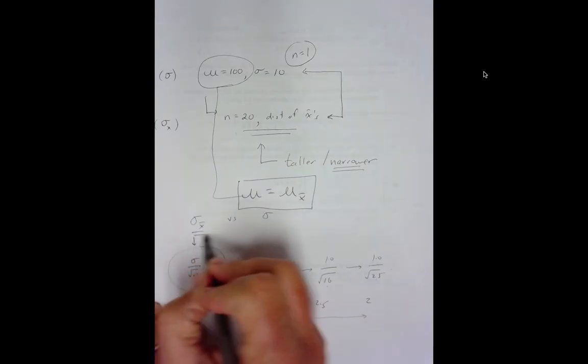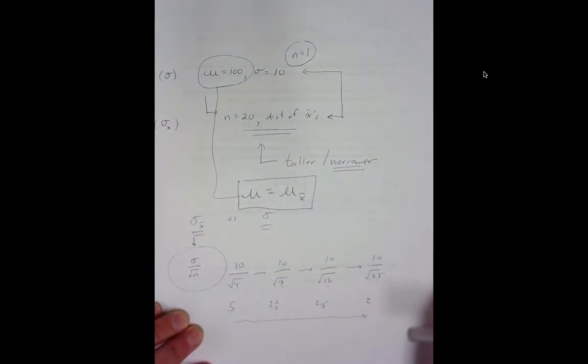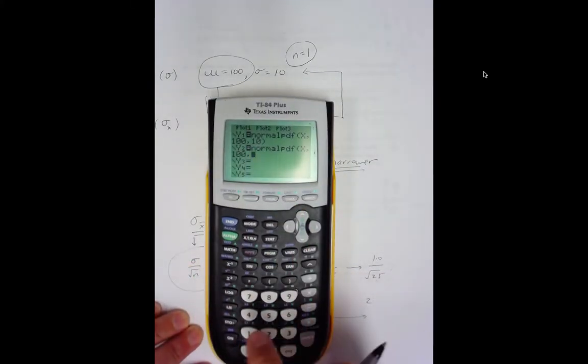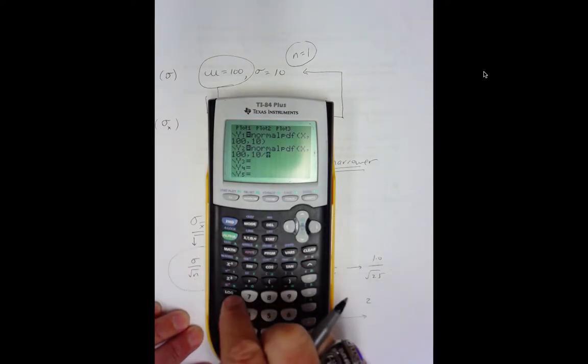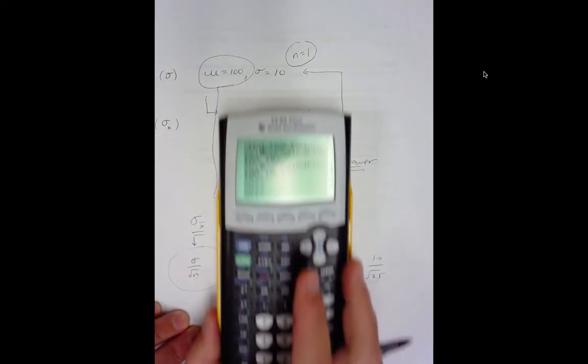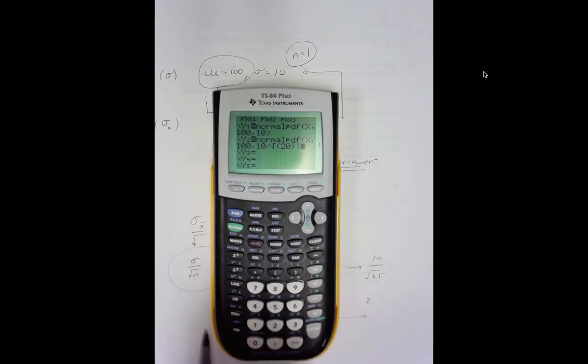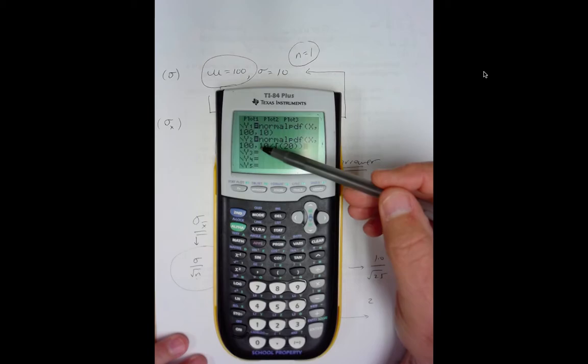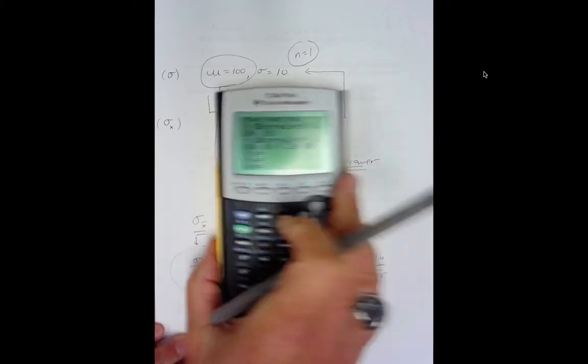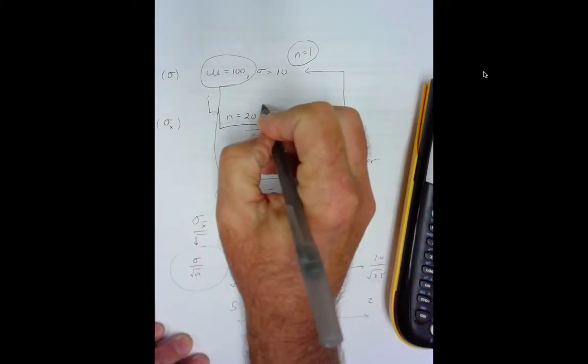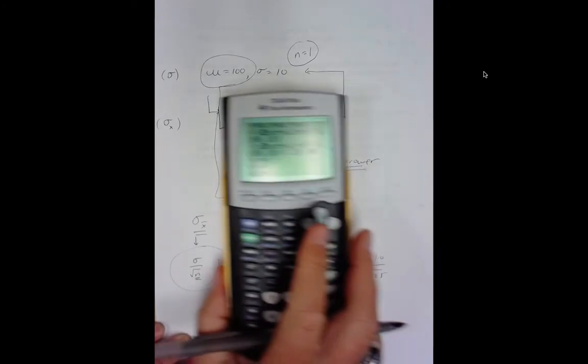We get into this dilemma. It's pretty easy. It's not that hard. It'd be kind of hard if you had to do all this by hand, but since we have a calculator, we can just put in 10 divided by the square root of 20. 10 is the standard deviation of the population. 20 is the sample size, right there. Sigma over the square root of n, okay?